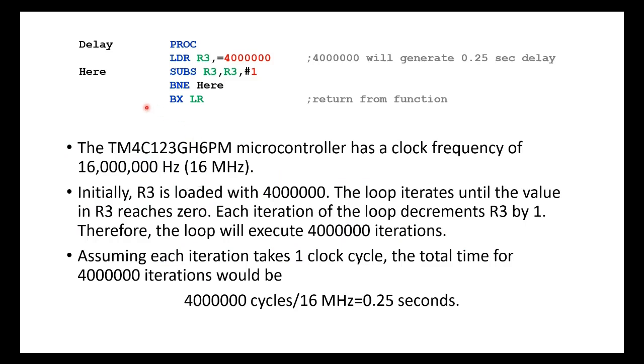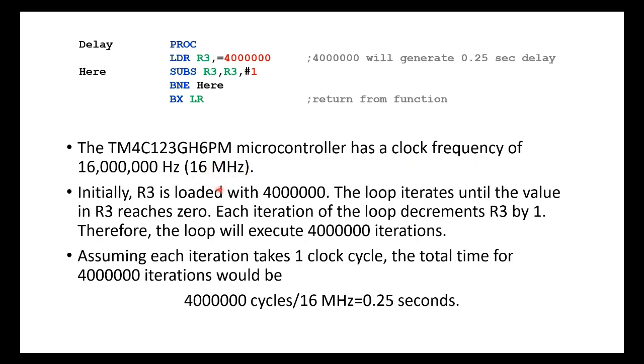Now, before we go, let's take a look at this subroutine again. But this time we look at the value 4 million. How did we come to this value? The TM4C123GH6PM microcontroller has a clock frequency of 16 megahertz.